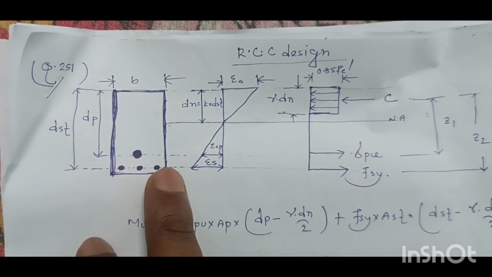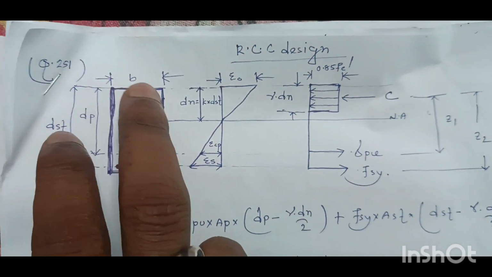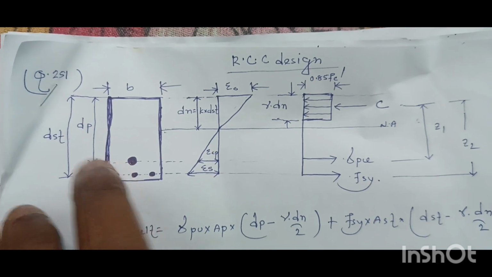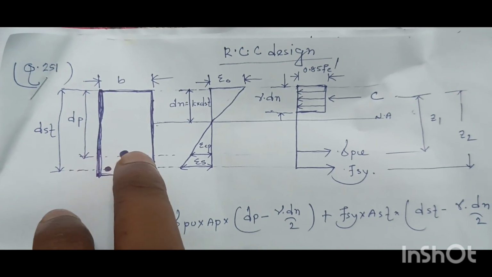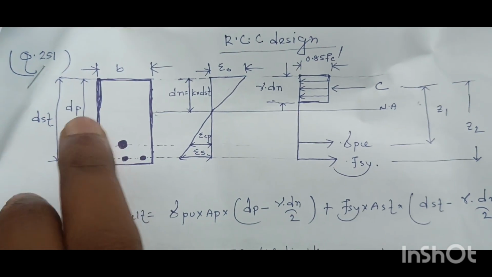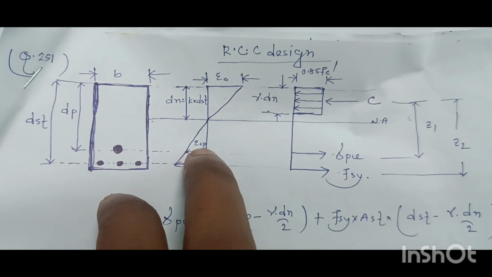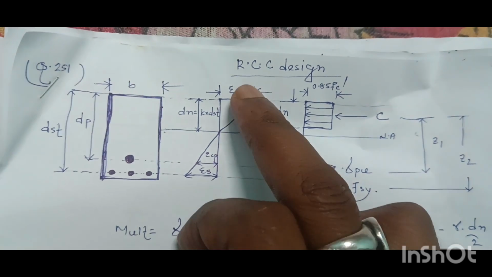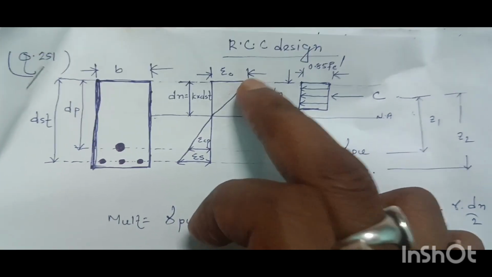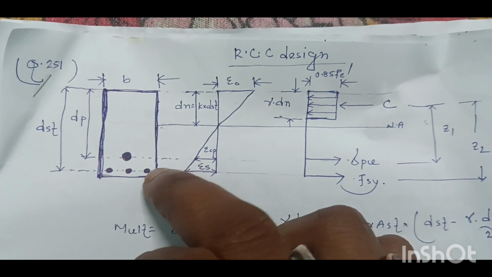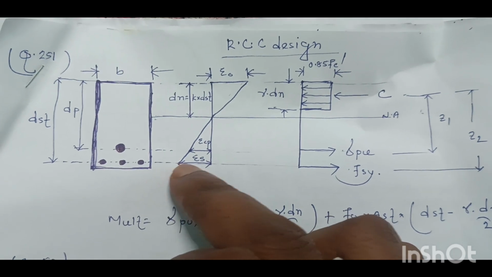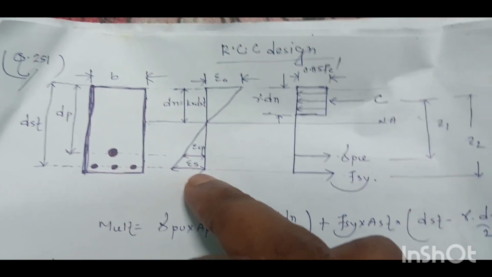pre-stressed concrete beam section of width B, and the depth of center of tensile reinforcement is DST from the top, and depth of center of the tendons from the top is DP, and this is the strain diagram, linear. The strain at here will be epsilon naught, and strain at this level, center of the tendon, will be epsilon CP, and strain at the level of tensile steel will be epsilon S.